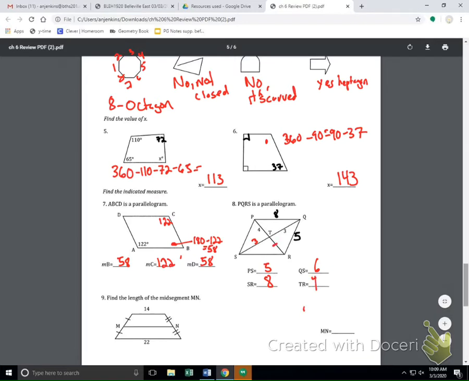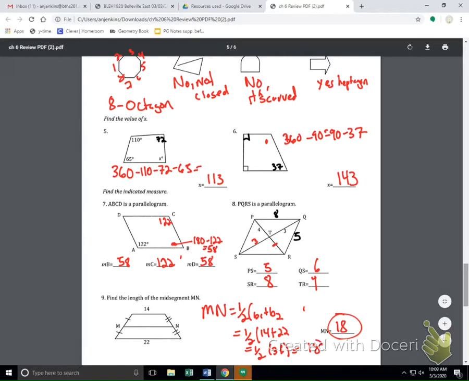Okay, and then the last one on this page is about finding the mid-segment. You guys remember the formula for mid-segment? So that is MN, so mid-segment equals 1/2 times B1 plus B2. So it's going to be 1/2 times 14 plus 22, which is going to be 1/2 times 36, which is? 18. So your distance here is 18.